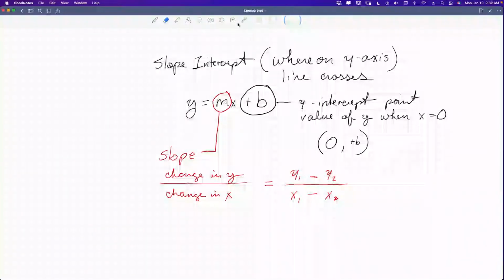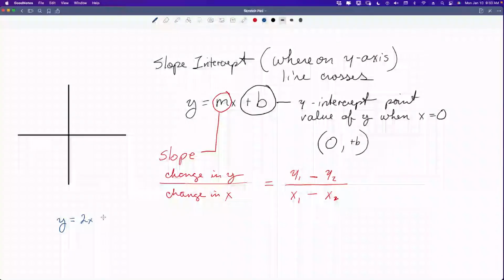So let me give you an illustration of that. Let me draw a quick little system right here. And I'm going to give you a simple little slope. Let's say we have a line. Let me put it down here in blue. Let's say our line is y equals 2x plus, let's say 2. Y equals 2x plus 2.